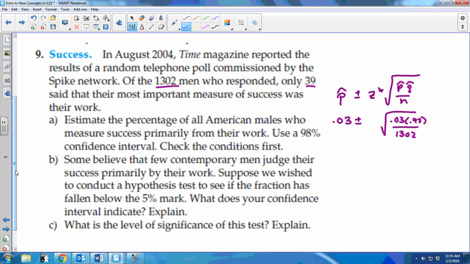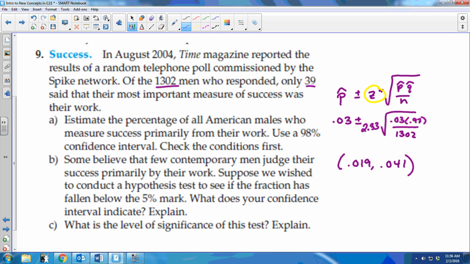And how am I going to find the critical value? Yeah, how am I going to find that? Right, inverse norm of 0.01, because we take 100 minus 98, there's 0.02 left. We divide it by 2 sides, because we need one side, so 0.01. And I already did that. I'm trying to save us time. You get 2.33. Everyone trusts my math, but I'm trying to say, you guys know how to do a confidence interval. So here's your interval. We would then need to write the sentence, I'm 98% confident that the true percentage of all American males who measure success primarily from their work is between 1.9% and 4.1%.